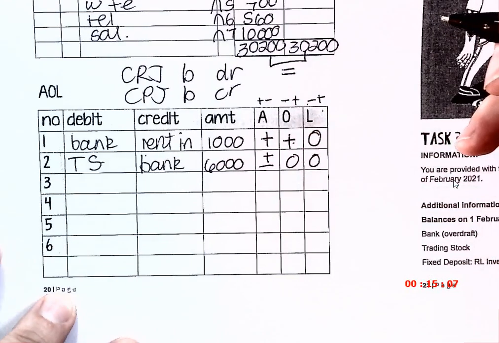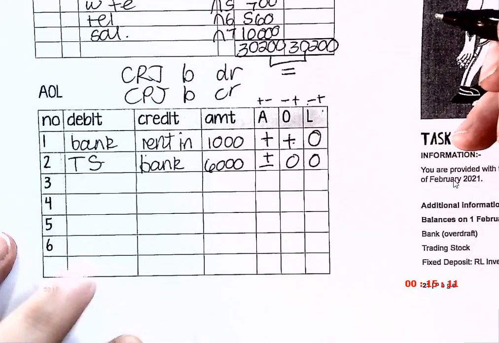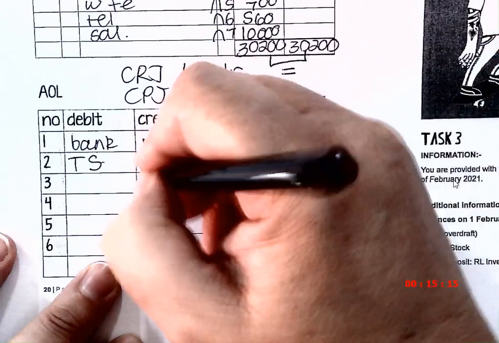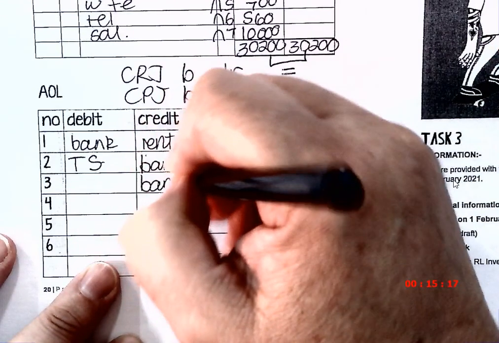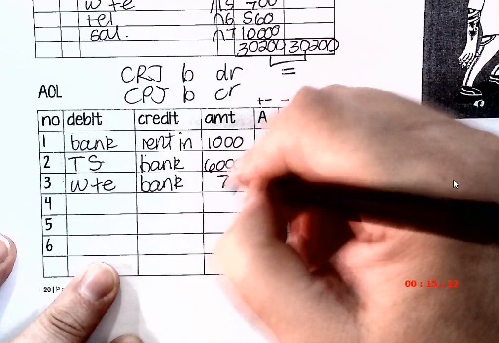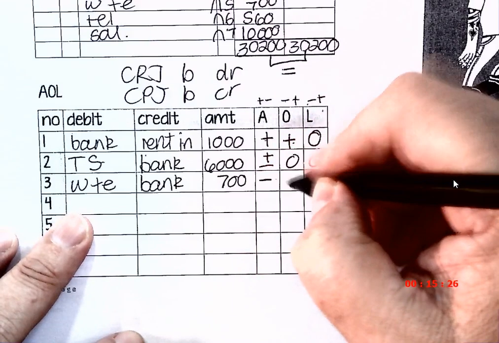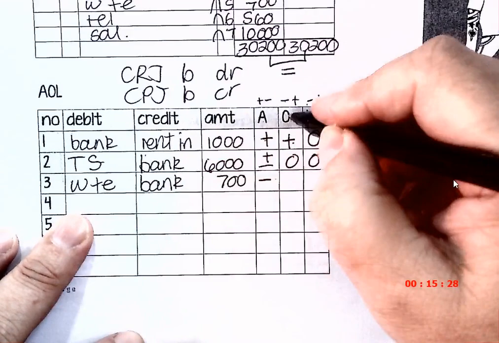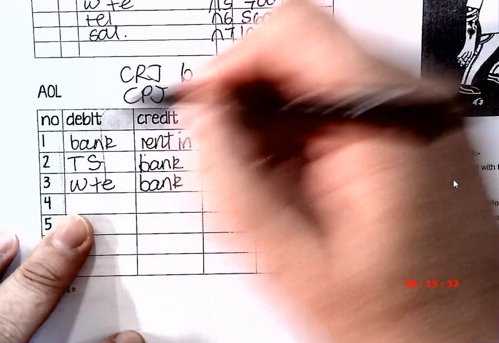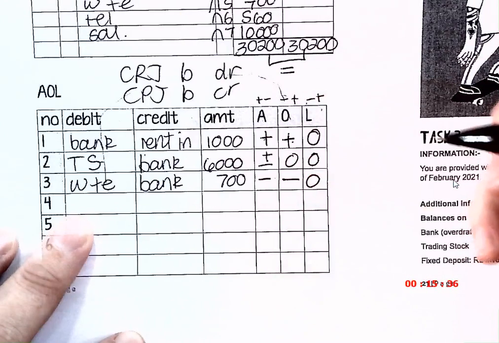Number 3 is the water and electricity. Water and electricity is a payment. So water and electricity, the amount is 700. Bank minus, so my assets gets less. Water and electricity is an expense on the debit side. Can you see if I say debit side, it's a minus.